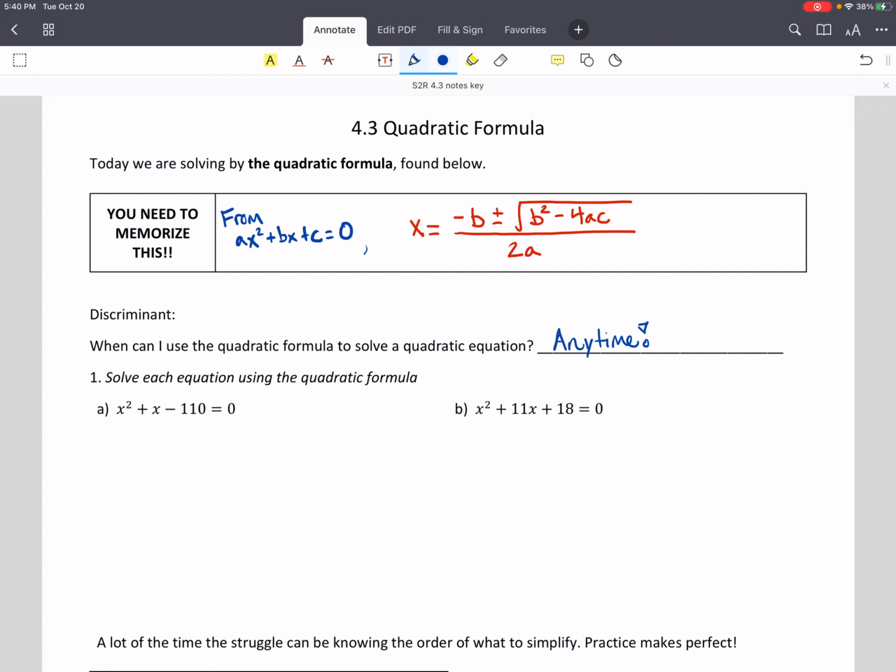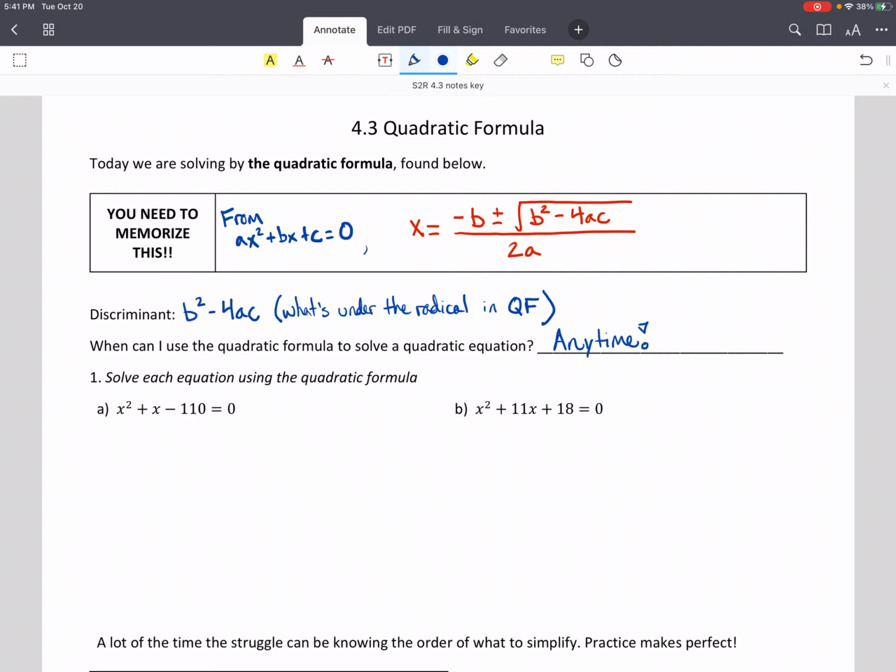Okay, a vocab word for you, the discriminant, not related to discrimination. The discriminant is everything under the radical. So b squared minus 4ac. QF meaning quadratic formula. So b squared minus 4ac, that's your discriminant. That's just a vocab word. You'll see why we need that in just a second.